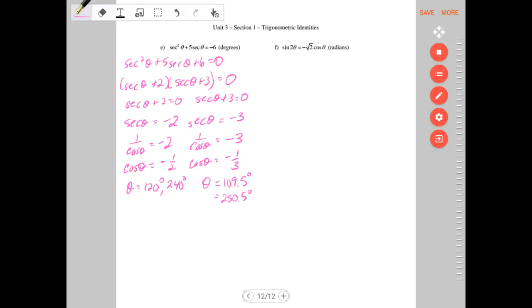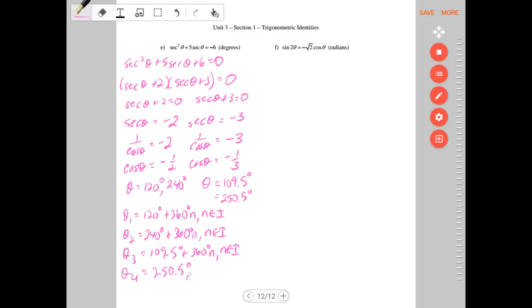Now to do a general solution, there's going to be 4 of them here. So theta 1 is equal to 120 plus 360n, and n belongs to integers. Theta 2 will be 240 degrees plus 360n, and n belongs to integers. Theta 3 will be 109.5 degrees plus 360n. Okay, and one more equals 250.5 degrees plus 360n, and n belongs to integers. Wow, glad that's over with.